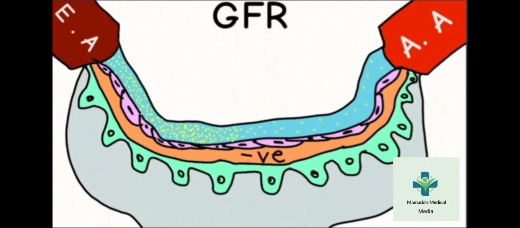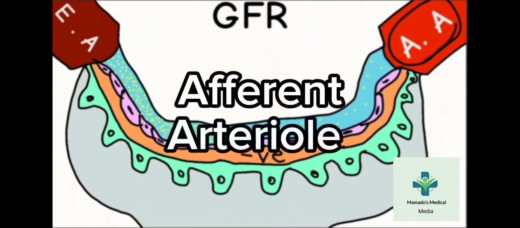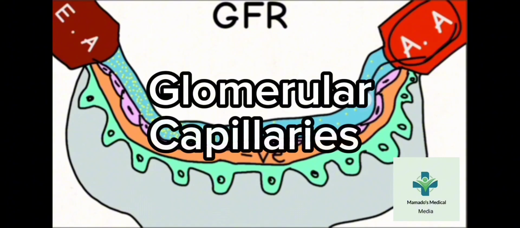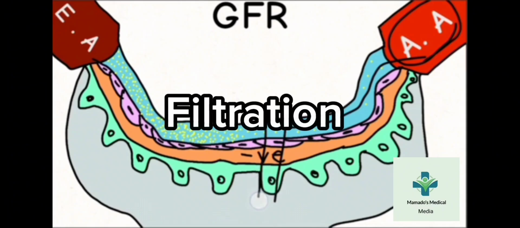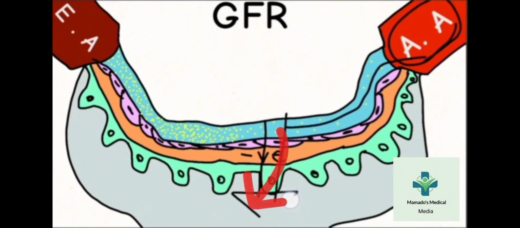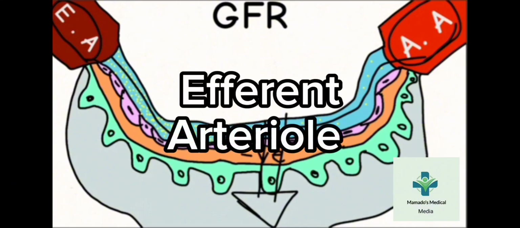As you probably know, blood enters the nephron through the afferent arteriole, then flows into the glomerular capillaries. Inside those capillaries, filtration happens. Water and small molecules are pushed from the blood into the Bowman space. The rest of the blood that doesn't get filtered exits through the efferent arteriole.